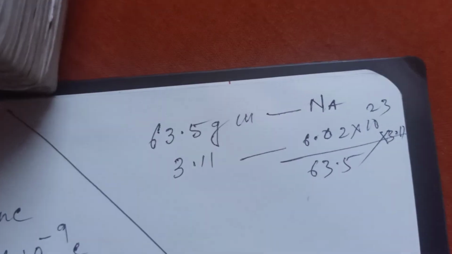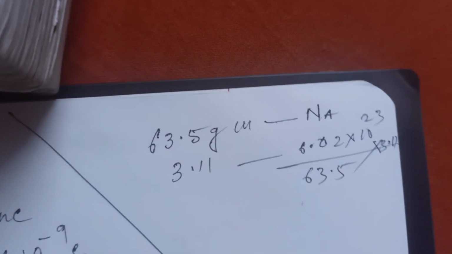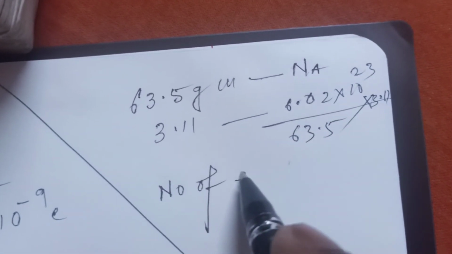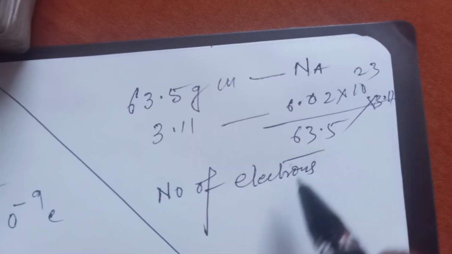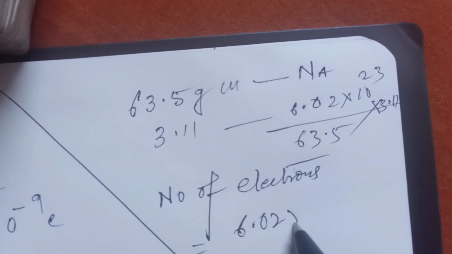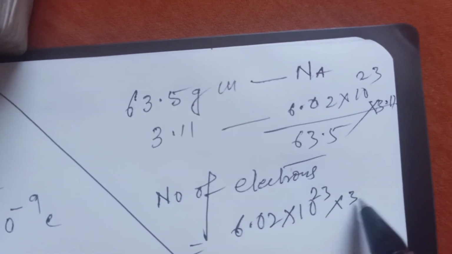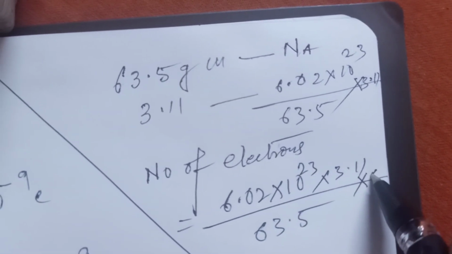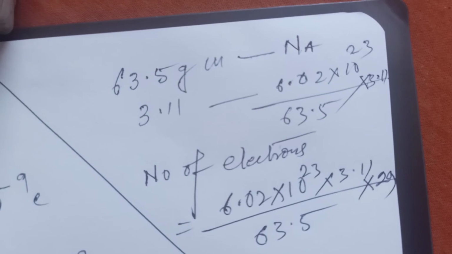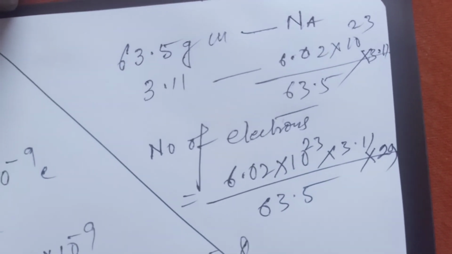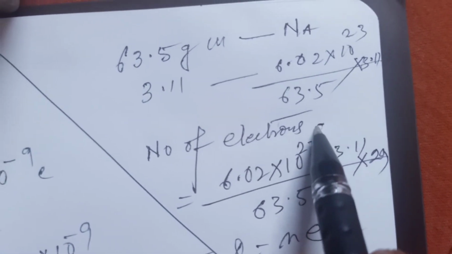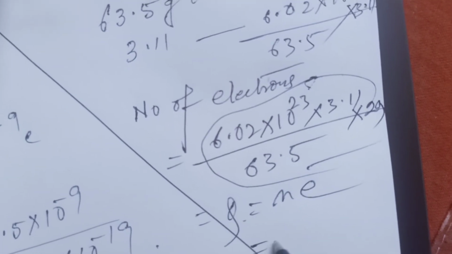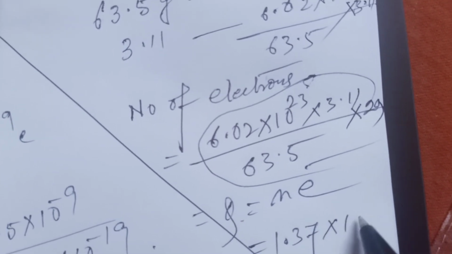Therefore the number of electrons is equal to 6.02 into 10 to the power 23 into 3.11 divided by 63.5 into 29, and this is the number of electrons. Then the charge, that is Q equal to Ne, so multiply this with 1.6 into 10 to the power minus 19, and you get 1.37 into 10 to the power 5 coulomb.